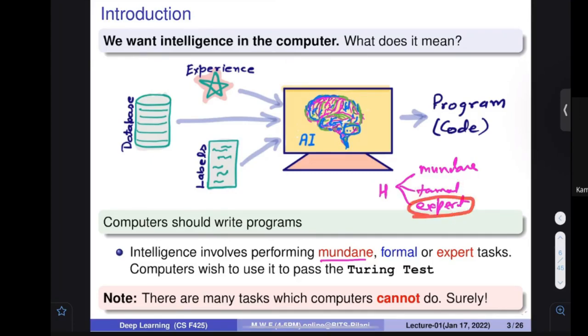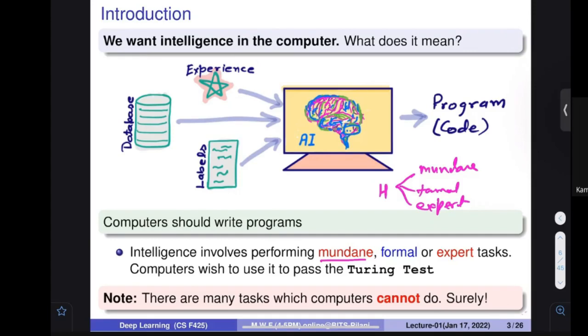Expert tasks are something more concrete. For example, only an architect can design a building. Only a doctor can give you the prescription for medicines. Those come under expert tasks. These are the three categories of tasks, and when they are performed, we say that these are intelligent tasks.